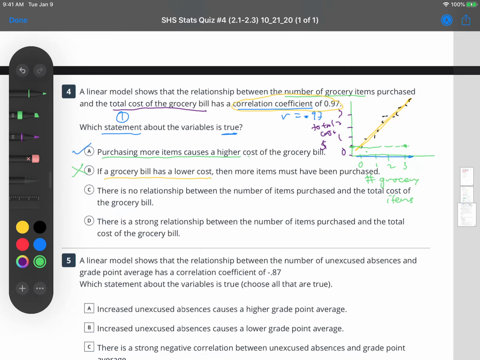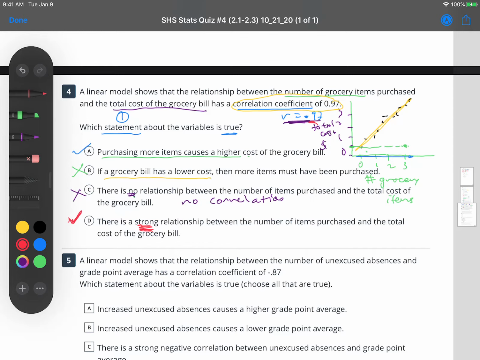There is no relationship between the number of items purchased and the total cost. This one's saying no correlation. But we just said that there is a correlation coefficient of 0.97, so that's not right. And then there's a strong relationship between the number of items purchased and the total cost. Strong, yes. We're at 0.97. Okay, I'm between A and D.